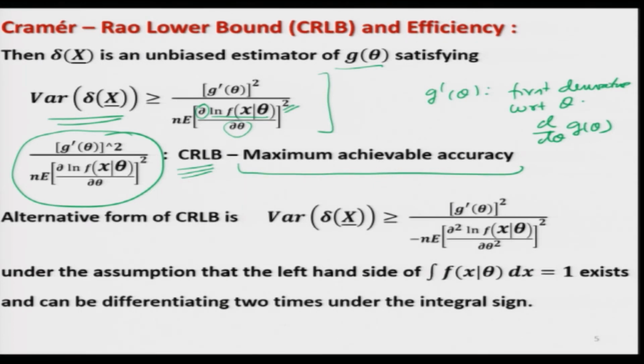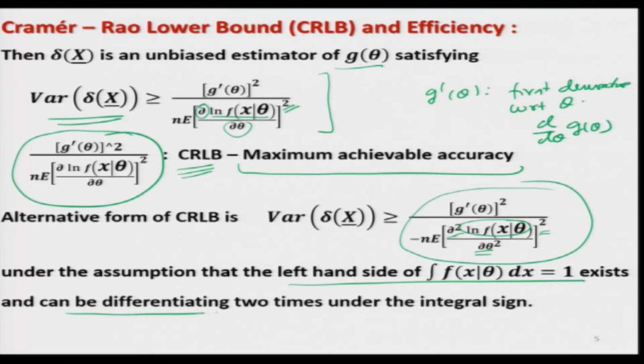Right. So, another form of this bound on the variance of delta x is given by this quantity, where the denominator is minus n times the expected value of the second partial derivative of log of f x theta with respect to theta, whole square. And in both cases, we are assuming that the left hand side of this integral, the integral of f x theta dx equal to 1, exists and can be differentiated 2 times under the integral sign. Otherwise, you will not get the second partial derivative here.